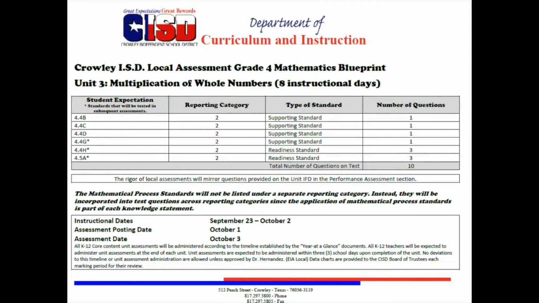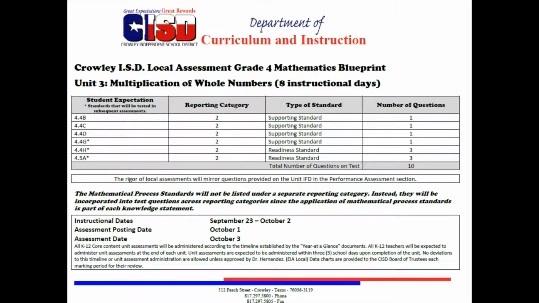Please pause for a moment to review the Unit 3 local assessment blueprint. 8 instructional days will be utilized for Unit 3. September 23rd through October 2nd are instructional days for Unit 3. The Unit 3 local assessment will be available for printing on October 1st, and the unit should be assessed on October 3rd. Please keep in mind that teachers are to administer unit assessments within 3 school days upon completion of the unit.